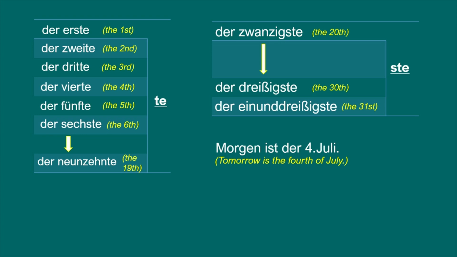Morgen ist der 4. Juli. Tomorrow is the 4th of July. Heute ist der 21. Mai. Today is the 21st of May.